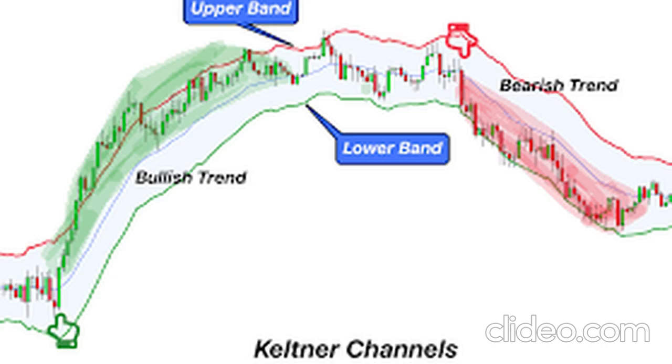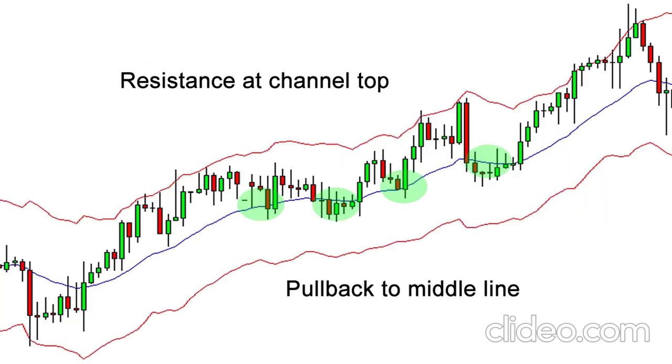Ranging markets. When the middle line is flat and the price moves sideways between the bands, the market is considered to be in a range. In this scenario, traders may look for entry points at the bands and exit at the middle line or opposite band.